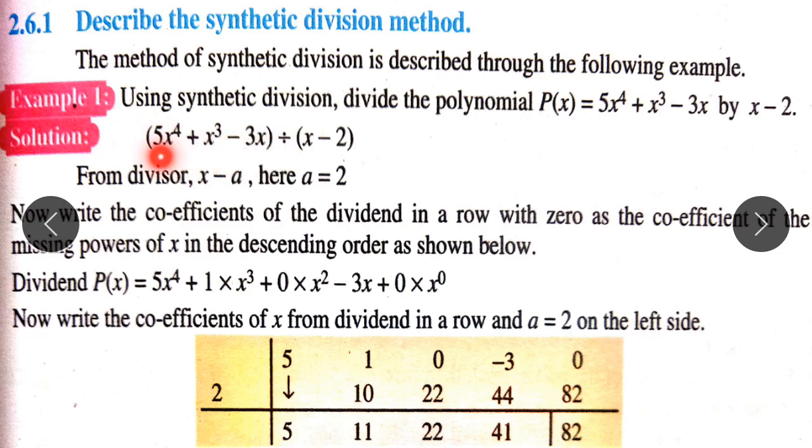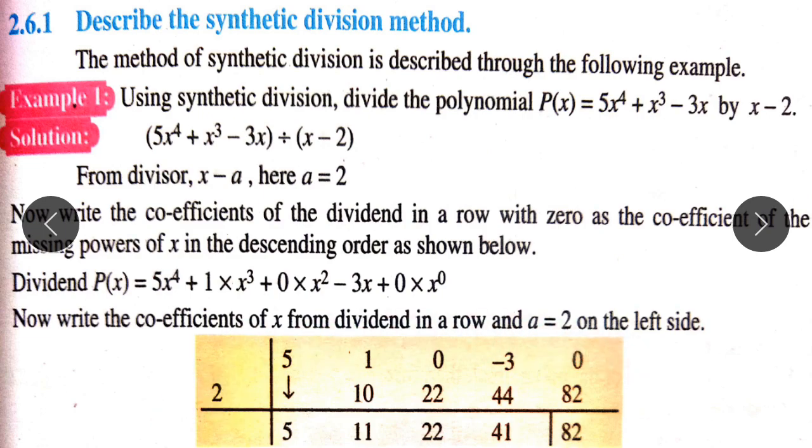Here this polynomial is going to be divided by the linear divisor x minus 2. If we put x minus 2 equals 0, the value of x is 2. So if the sign is negative, we write it here as positive, and if it is positive, we write it here as negative.